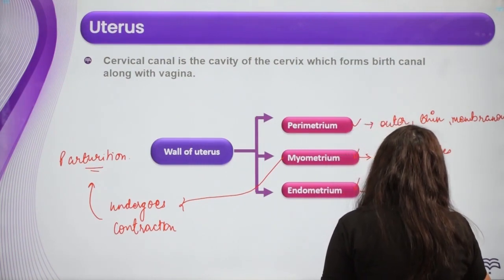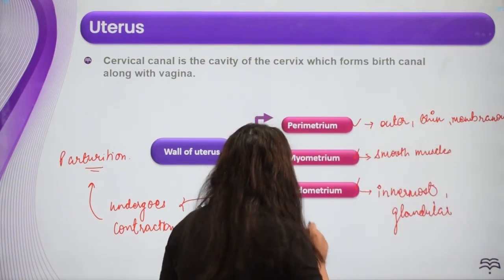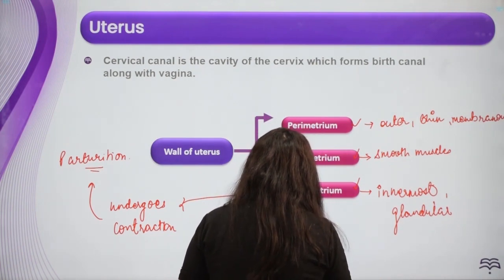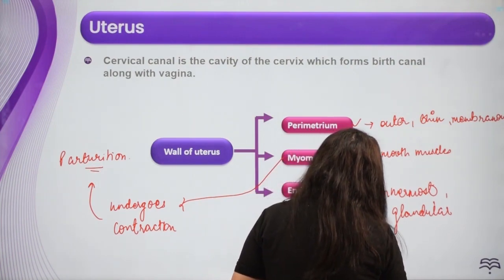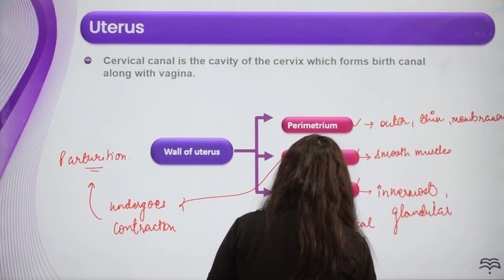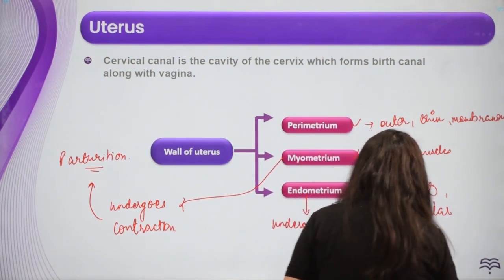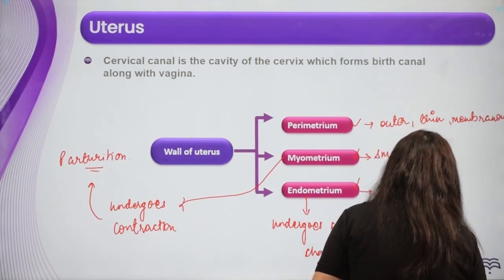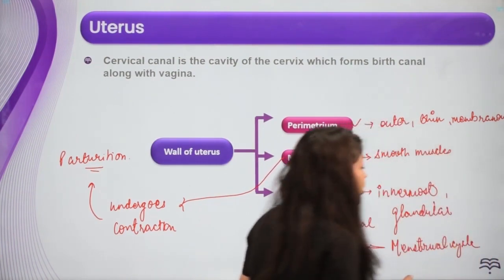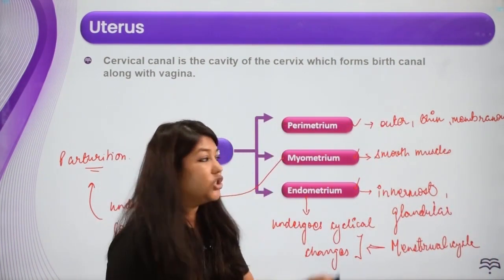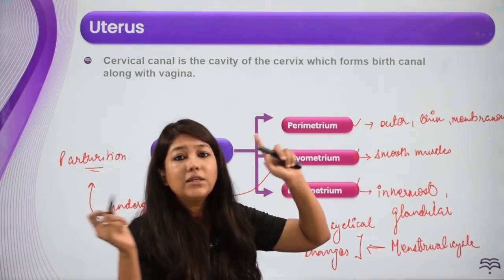It is glandular. Here we will find glands. And this undergoes cyclical changes. What cyclical changes are we talking about? Menstrual cycle. We'll be talking about all the phases. There we are going to understand in detail what cyclical changes are happening here.